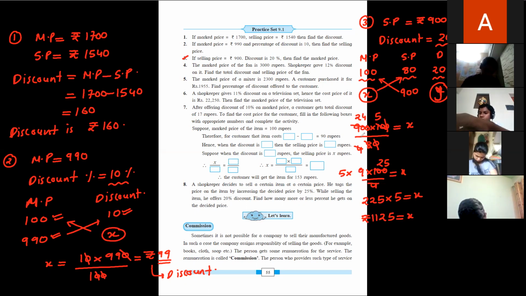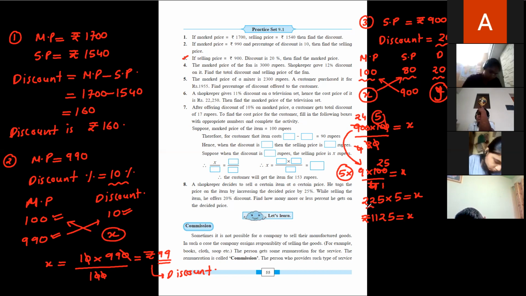Okay, I'll again explain what I did. I wrote the 900 as what? 9 into 100. Here there was a 5 remaining, so I wrote the 5 as it is. 4 was at the bottom, so I wrote the 4 as it is down. 4 and 100, 4 25s are 100. Now you have to multiply 9 into 25, you'll get 225. So 225 into 5, this becomes 1125. So this will be what? Our mark price.